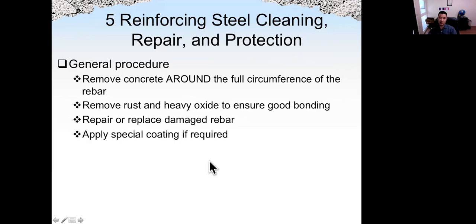And then if there's any steel reinforcement corroded, we also need to repair it and do some protection if needed. The general procedure is we need to remove the concrete around the full diameter of the rebar. That is important. And also remove the rust and heavy oxide to ensure good bonding between the rebar and new repair materials. We need to repair or replace damaged rebar. Depending on how much rebar is damaged, sometimes we need to cut off the rebar and apply a new one. And sometimes we also need to apply special coating if required, such as galvanized zinc or polymer on the surface of the rebar.